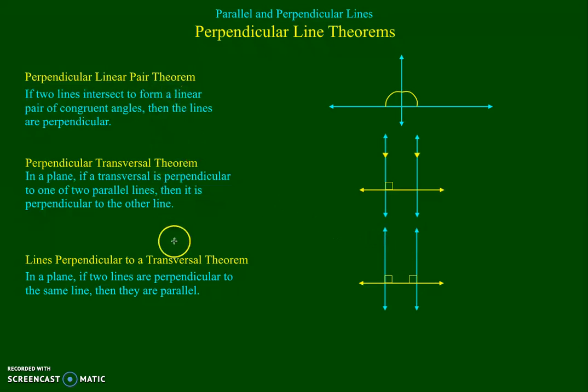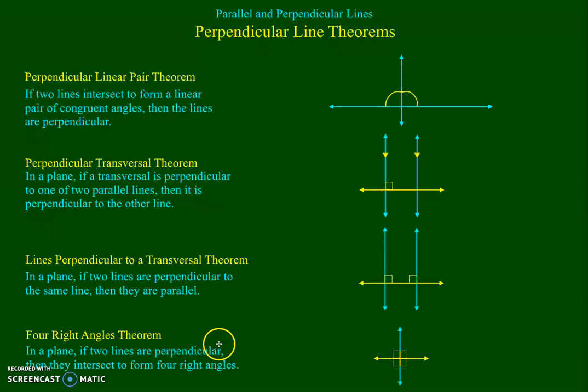So that gives us three new theorems. The primary purpose behind these theorems is to give us a little bit more of a shortcut to solving other proofs that we would have moving down the line. There's one more theorem that's very closely related to these that would also be an assist in other proofs, and that is the four right angles theorem. The four right angles theorem says, in a plane, if two lines are perpendicular, then they intersect to form four right angles. The proof of that one is fairly straightforward.